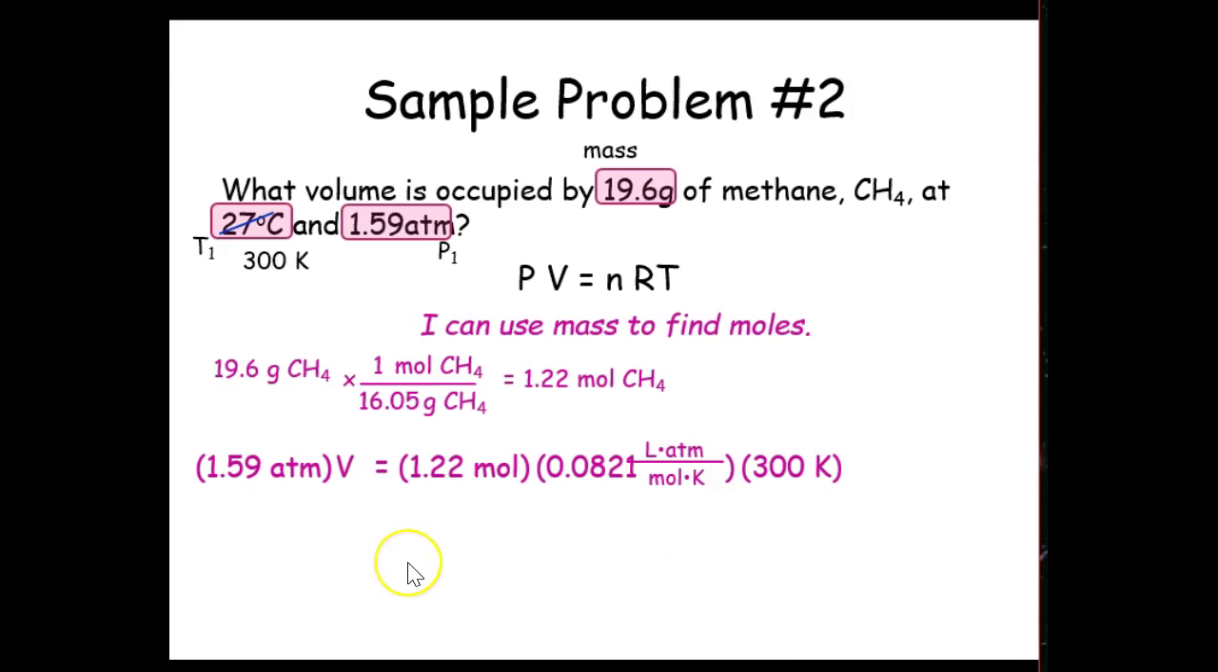And so now from here, it's basic algebra. We're just going to multiply on each side. 1.59 times V gives us 1.59 V. 1.22 times 0.0821 times 300 gives us 30.05. As always, the last step, I'm going to draw that, 1.59. So many of you skip this step and you do it on your calculator and you flip it. And it's always a multiple choice answer because we know students do it, so make sure you do it on paper. And our final answer is 18.9 liters.